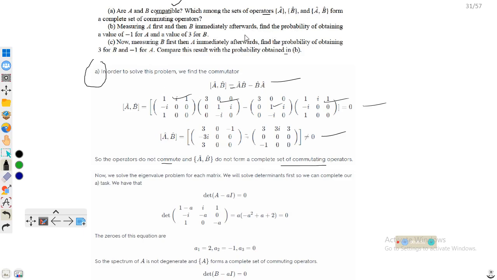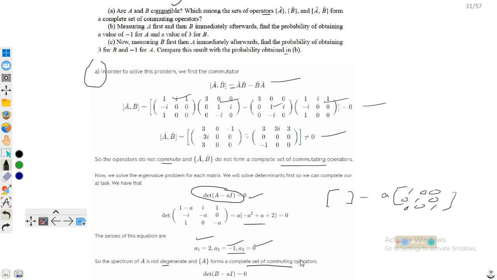Next, for finding the probability of obtaining the value -1 for A and the value 3 for B, we will first find the eigenvalues and then the probabilities for those states. For A, we use the secular equation: determinant of A minus lambda I equals 0, where A is the operator, lambda are the eigenvalues and I is the identity matrix. For example, if it is a 3 by 3 matrix, the identity is 1 0 0, 0 1 0, 0 0 1. I think you are familiar with these equations and how to solve them for eigenvalues. This gives A1 equal to 2, A2 equal to -1 and A3 equal to 0. So the spectrum of A is not degenerate because no eigenvalue is repeated, and A forms a complete set of commuting operators.